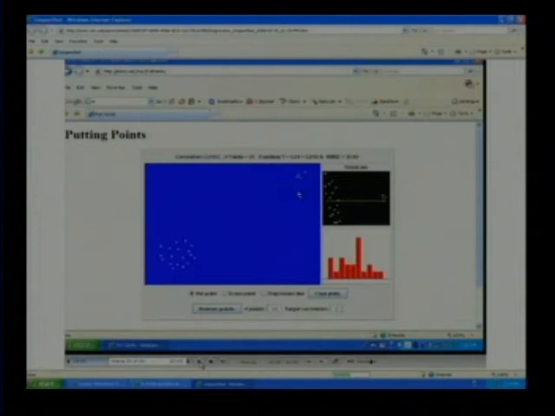So again, it's just a fun little graph that you can use, a little thing that you can go through and put in some points, and you can see how it affects the graph.